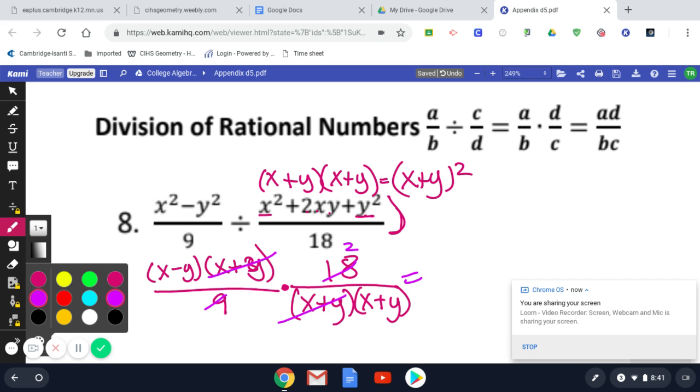Now, once we do that, I want to take a step here, and I have x minus y over x plus y. Okay.